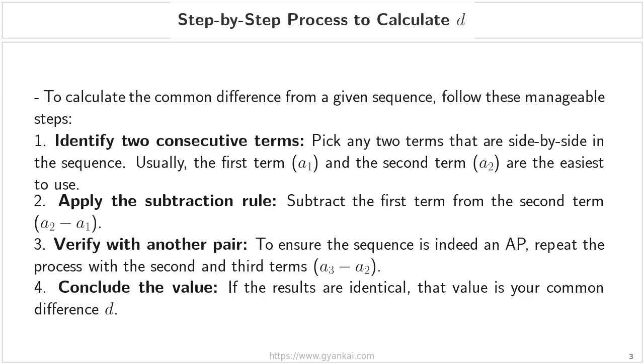Finally, conclude the value. If your results from both subtractions are identical, then you have successfully found your common difference, d. If they are different, then the sequence is not an arithmetic progression. Let's move on to a real-world example to see this process in action.